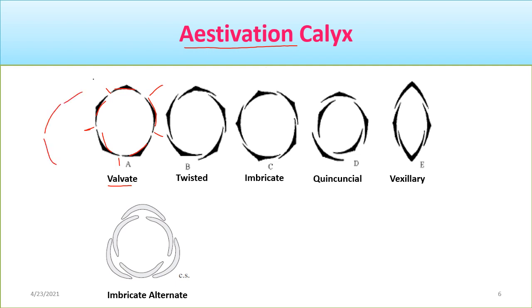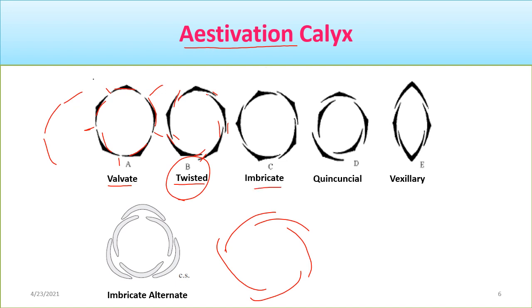There is no overlapping. But in case of twisted estivation, you can see that it originates from inside and ends to the outside. Here it is in, here it is out. Here it is in, here it is out. Here it is in and here it is out. So there is a twist. One overlaps the other and is overlapped by the previous one. So this is a twist. This kind of arrangement is there.